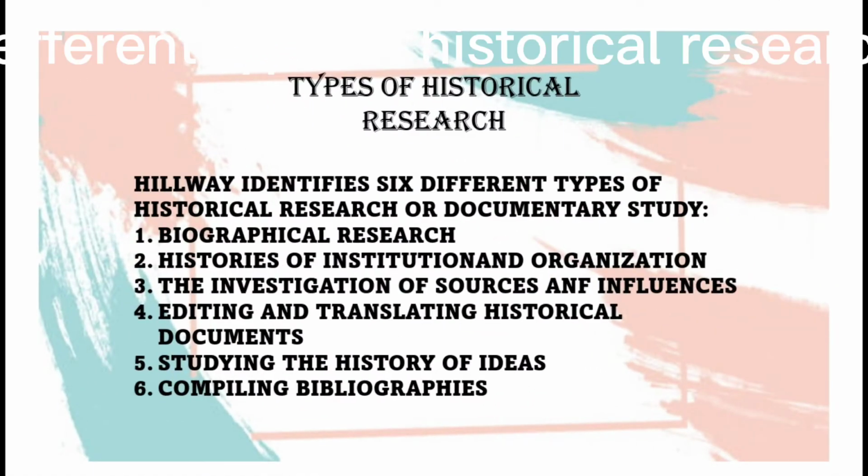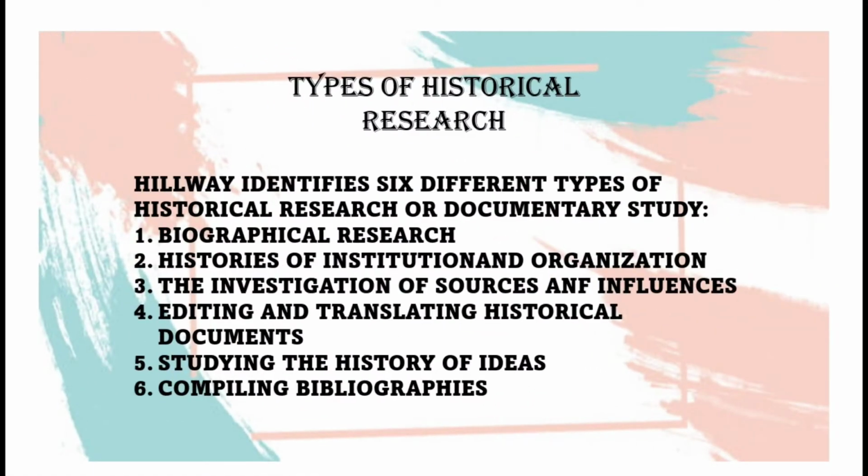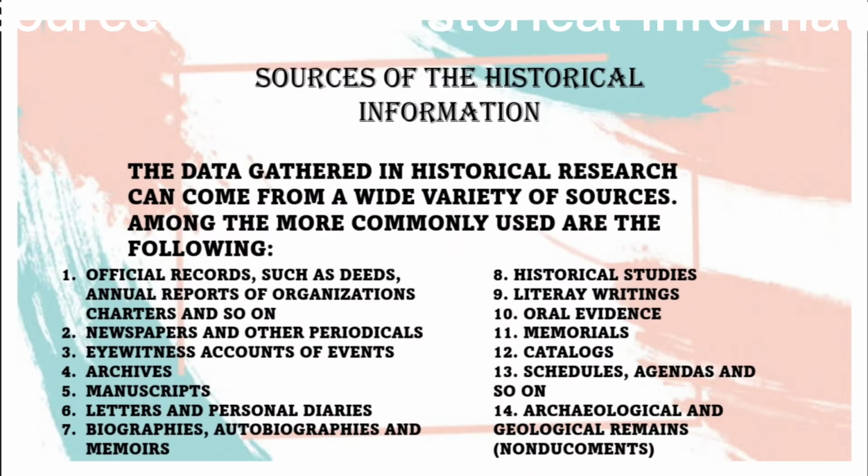Types of historical research. Gottschalk identifies six different types of historical research or documentary study. 1. Biographical research. 2. Histories of institutions and organizations. 3. The investigation of sources and influences. 4. Editing and translating historical documents. 5. Studying the history of ideas. 6. Compiling bibliographies.